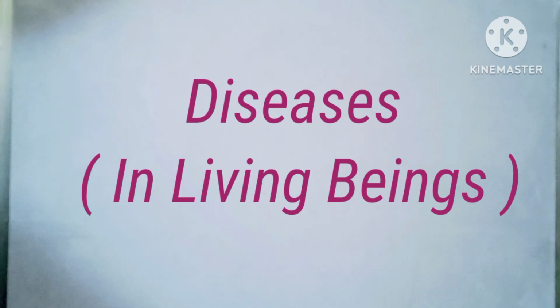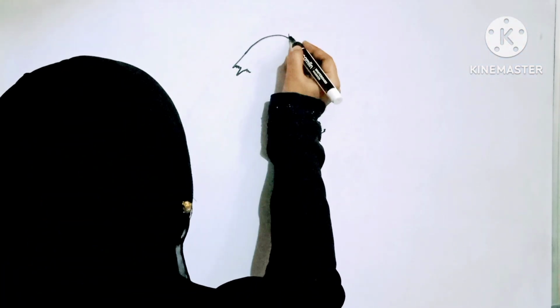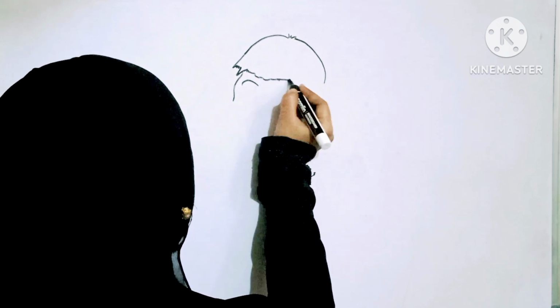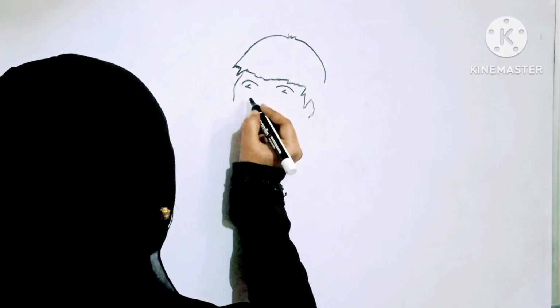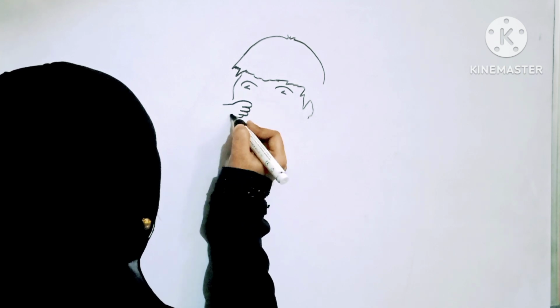A disease is a condition in living beings that appears when some part of the body does not function properly. Diseases can occur due to many different reasons. They may occur due to germs, an unhealthy lifestyle, or deficiency of nutrients.